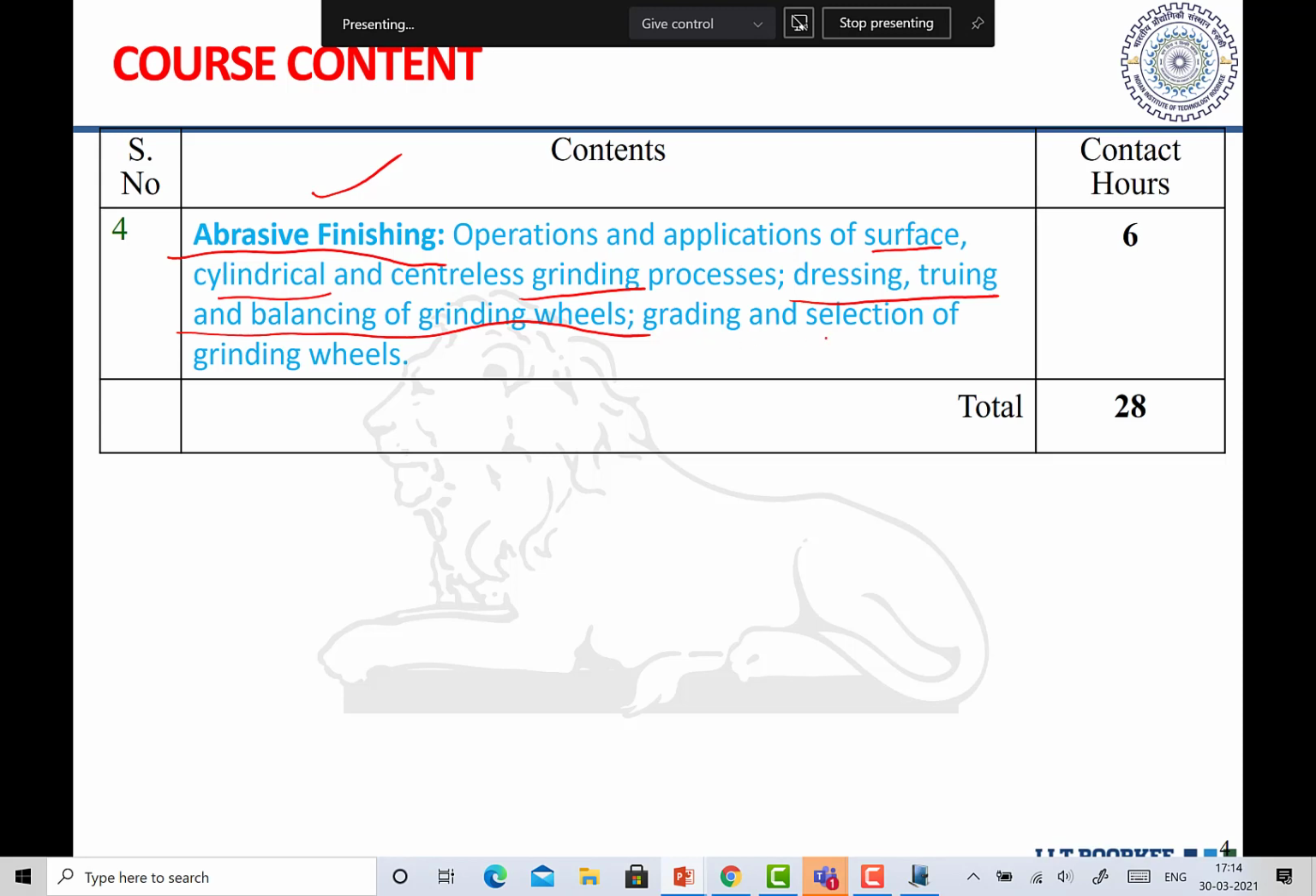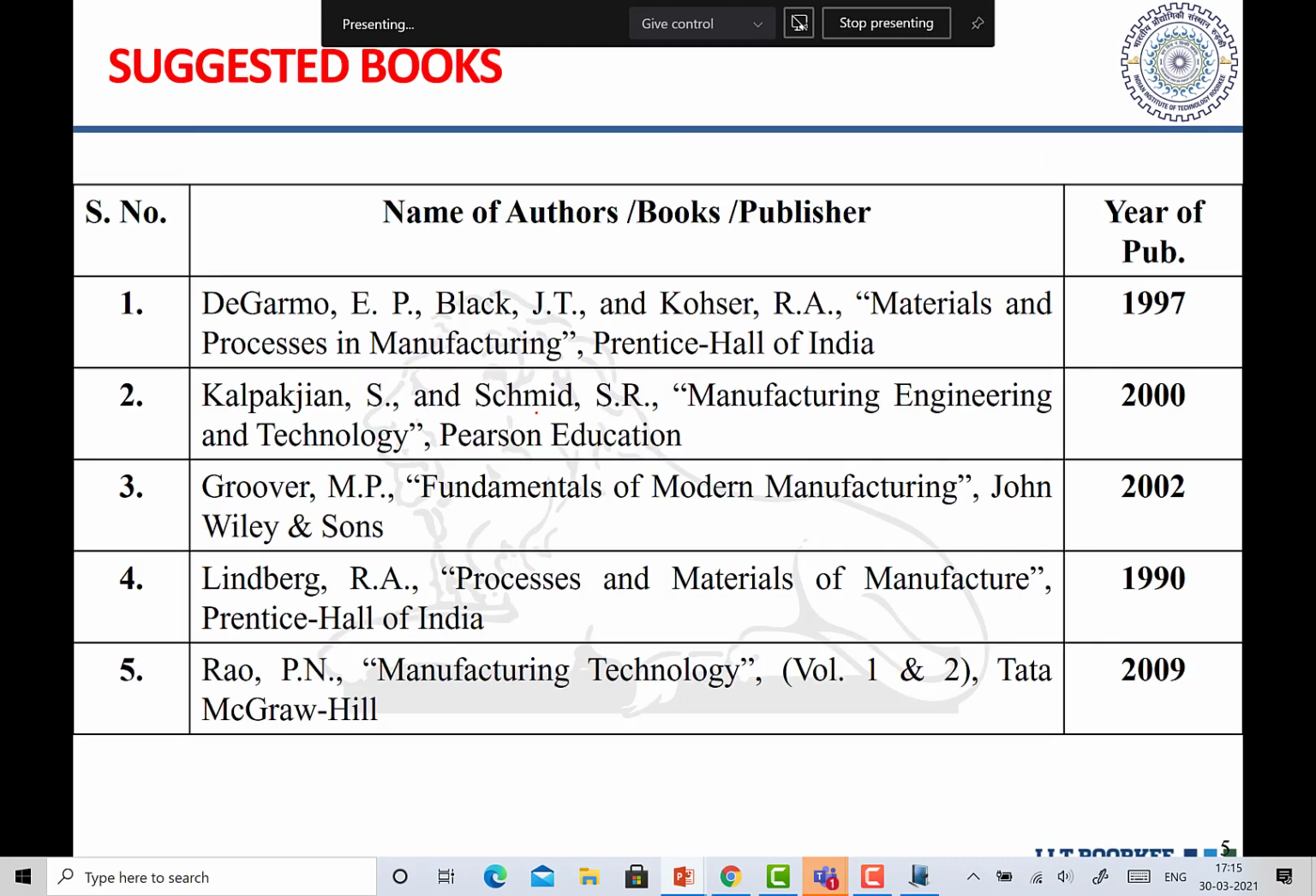And then lastly, it talks about the ways by which we can select the grinding wheel. Okay, what are the factors that we need to consider in the selection of the grinding wheel?